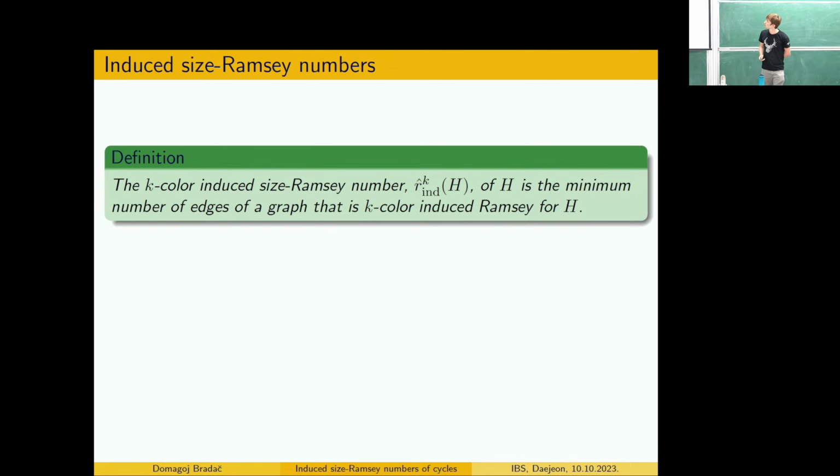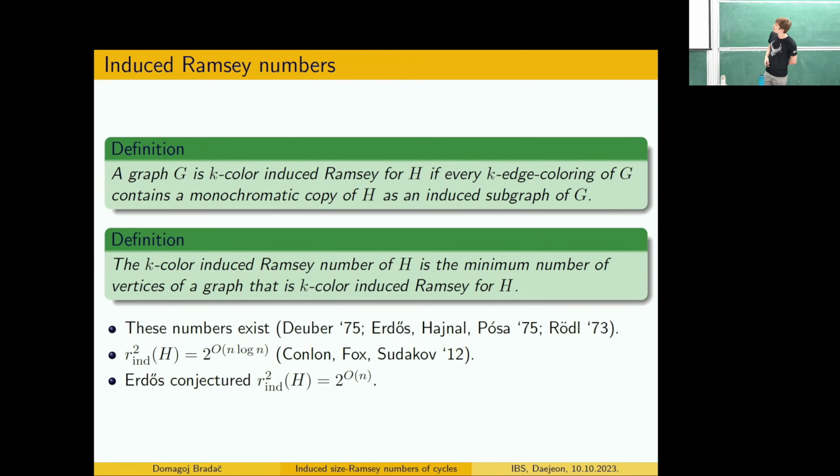Can I ask something? Yes. So in the previous page, I wonder, for instance, if H is not a complete graph and G is a complete graph, and... No, so the point is that G, you can choose G whatever you want. So if H is not a complete graph, you should not choose G to be a complete graph. Right. So what do you mean by these numbers exist? Sometimes it doesn't exist, or... So it's not a priori clear that for any k and any h there is a graph G which is k-color induced Ramsey for h.